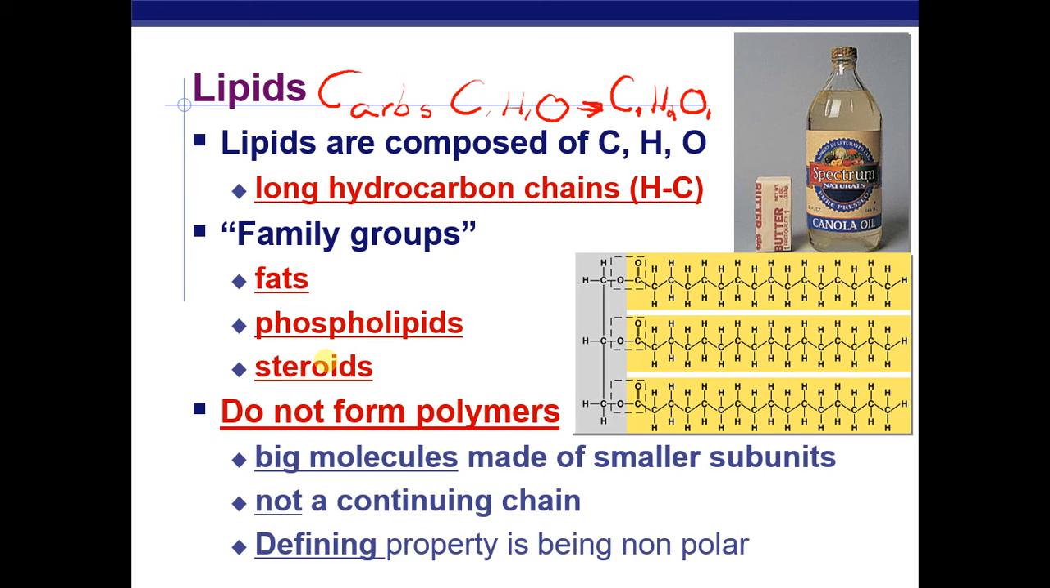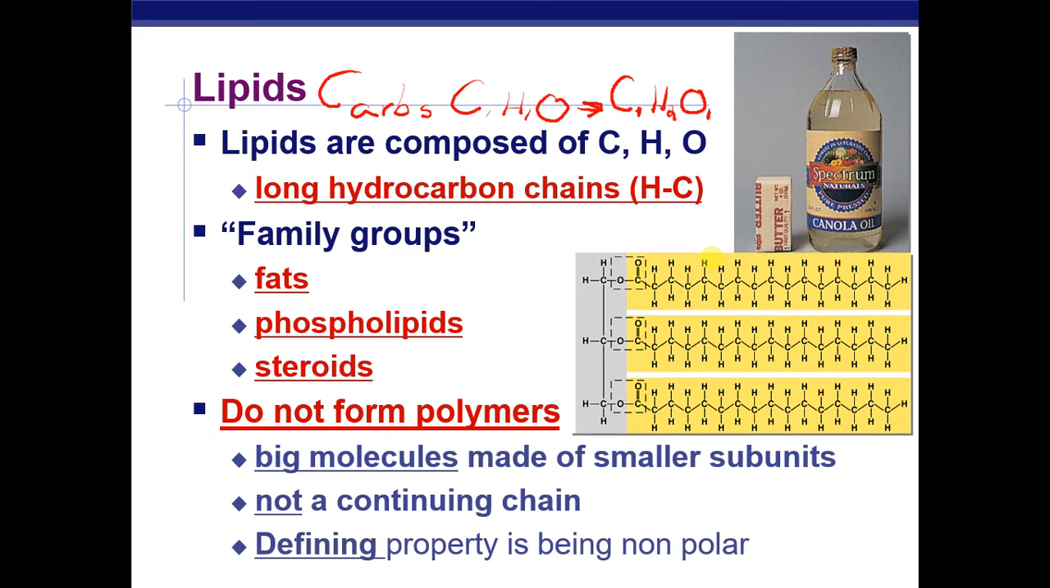Important though, lipids are not polymers. All right? This is a triglyceride, for example. You can see that it's made up of 1, 2, 3, 4 components. 1, 2, 3 yellow things and a purple thing. But then that's it. This is one triglyceride. You can't make a diglyceride or a polyglyceride by linking a bunch of these together. No, that doesn't work. So lipids are not polymers. They're not a continuing chain, okay?